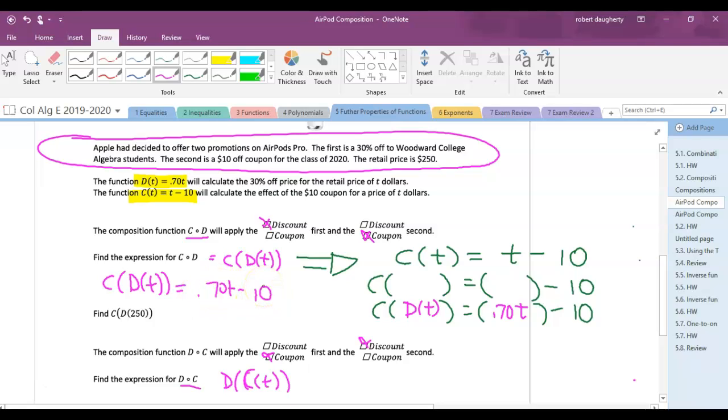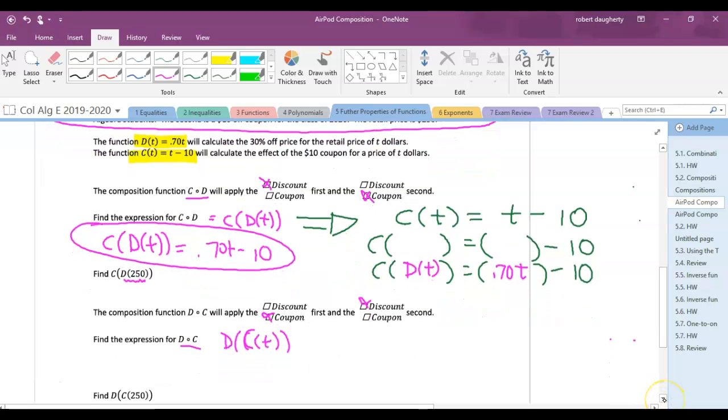So here's the expression for C of D of T. Now, if I want to know C of D of 250, like if these AirPods start at 250, which one do I find first? I find D of 250, and then I plug that into C. So let's find D of 250. That's the discount function, so 0.7 times 250.